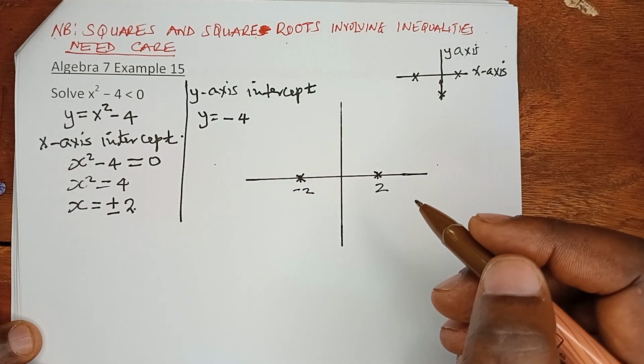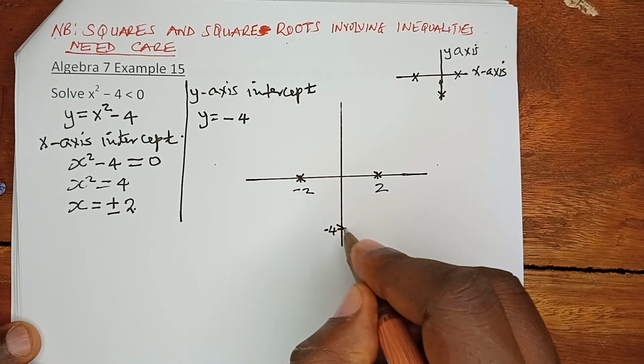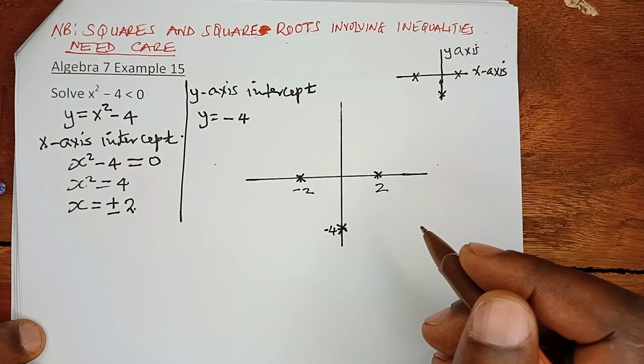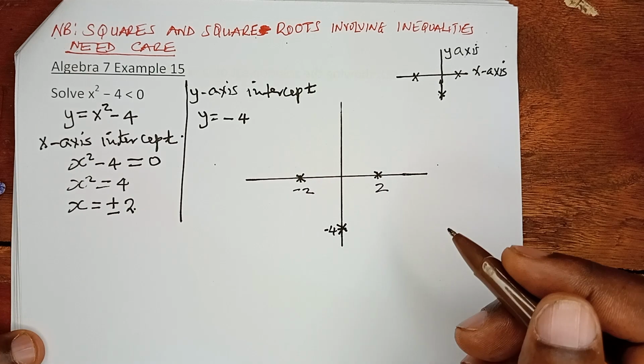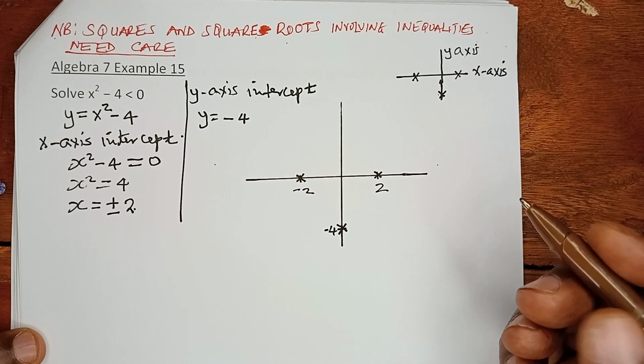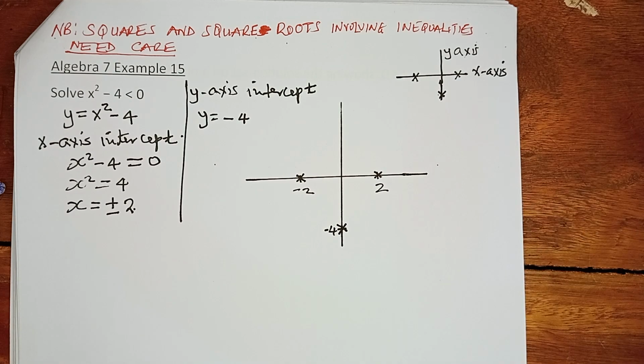We have also understood that the y-intercept is minus 4. So our graph is also going to pass there. It could be the turning point. But before we can actually do that, let us see how we get the rest of the points of the graph. And listen to this.